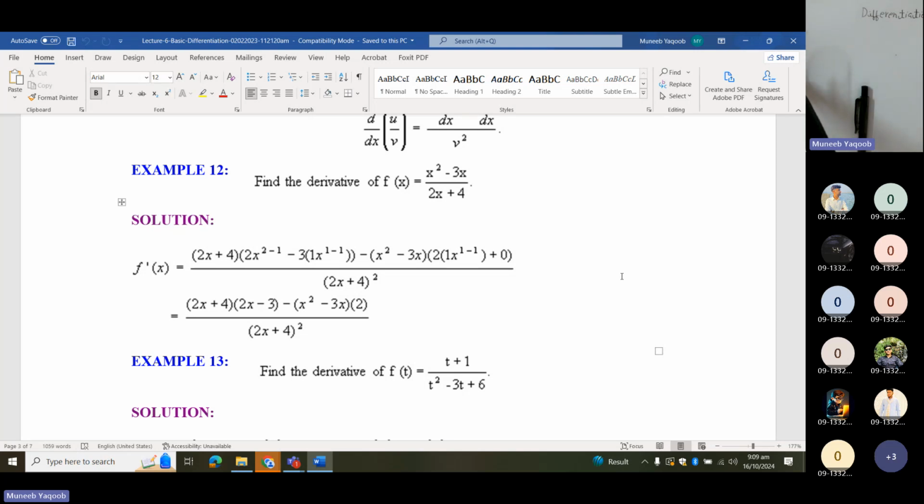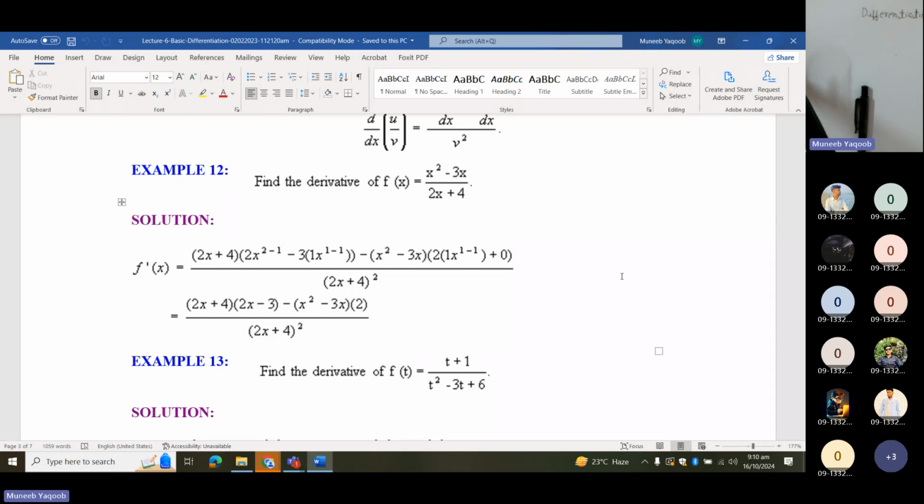First of all, we will calculate the derivative of the numerator, x square minus 3x. The derivative of x square will be 2 times x power 2 minus 1. Similarly, the derivative of minus 3x will be minus 3 is common and x power 1 minus 1. So we will multiply this with the denominator v, that is 2x plus 4.